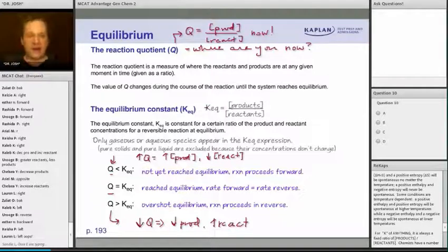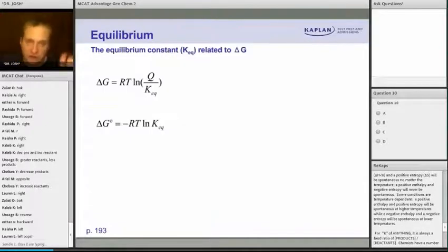Are you there yet? And if not, you can look at your Q value and determine, am I going to move forward or am I going to move in reverse? And you can find Q by taking your products, dividing by your concentration of reactants, and compare, am I at that constant? That's all Q tells you. Now, we just rationalized, believe it or not, you guys just rationalized. You guys just created, basically, the equation on page 193.